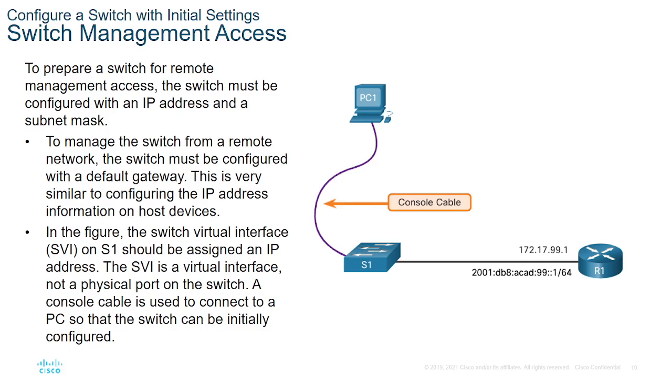In the figure, the switch is configured with an IP address on the switch virtual interface, which is VLAN 1, and this switch virtual interface is not a physical port on the switch. A console cable can be used to connect to a switch so that it can be configured initially. So any initial setup of a switch requires a console cable because it will help you put in the IP addresses that you'll use to configure the switch virtual interface.